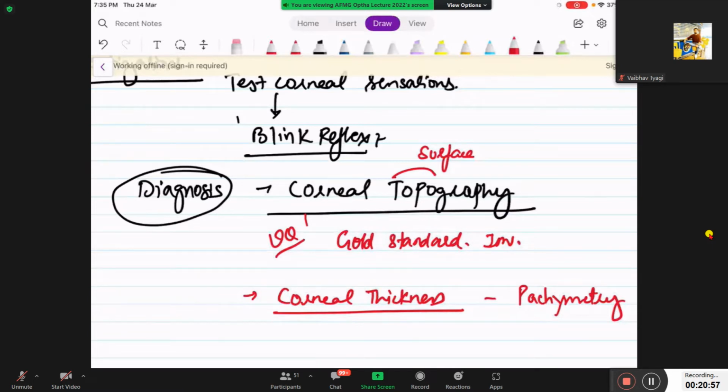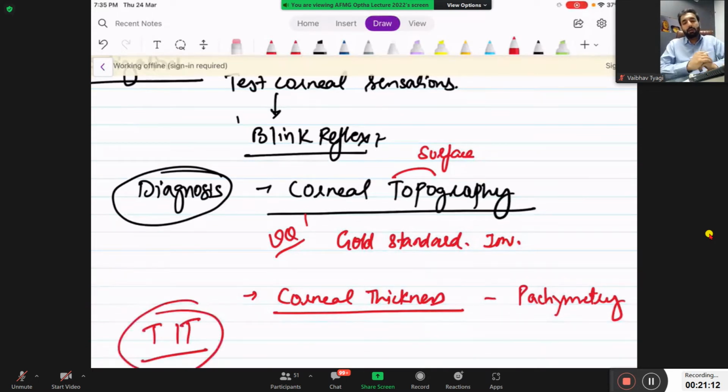Topography is the gold standard investigation for keratoconus. Clear? Now you will tell me what is the aim of the treatment in keratoconus. Coming back to treatment right now. Before knowing the name of the treatment, you have to know the basic principle, what should be the aim of the treatment you are focusing upon, right?